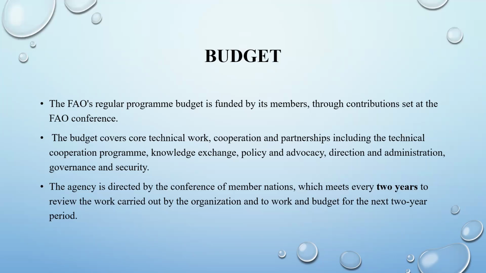Budget. The FAO's regular program budget is funded by its members through contributions set at FAO's conference. The budget covers core technical work, cooperation, and partnerships, including the Technical Cooperation Program, knowledge exchange, policy and advocacy, direction and administration, governance and security. The agency is directed by the Conference of Member Nations, which meets every 2 years to review the work carried out by the organization and to approve the work plan and budget for the next 2 year period.